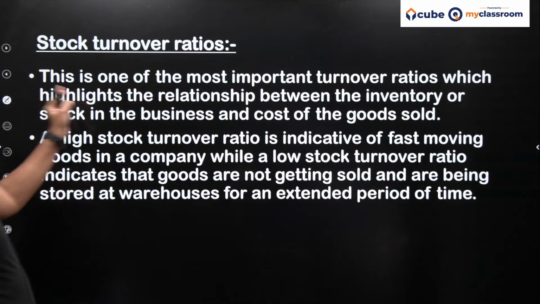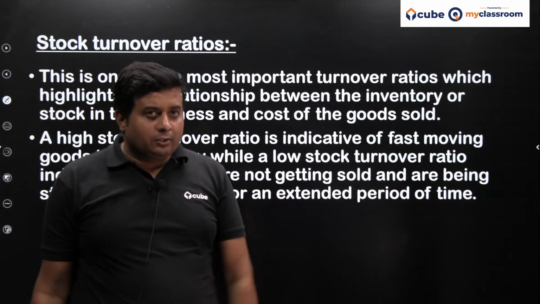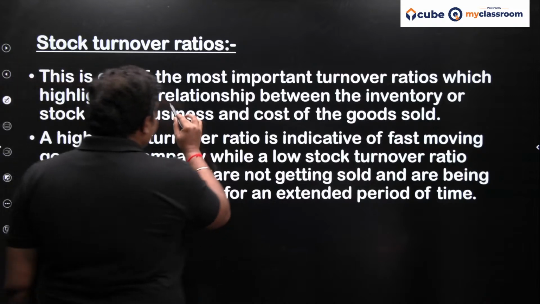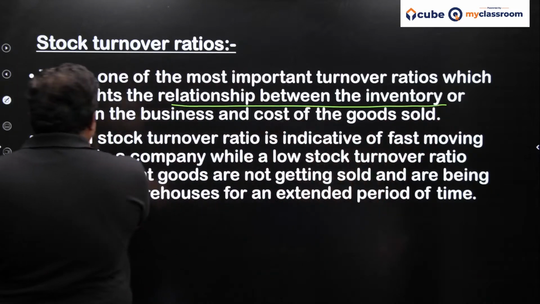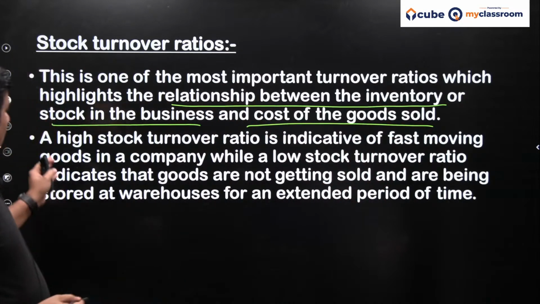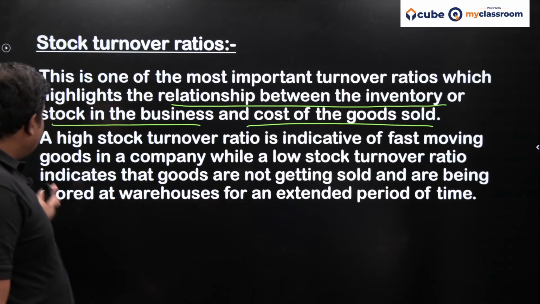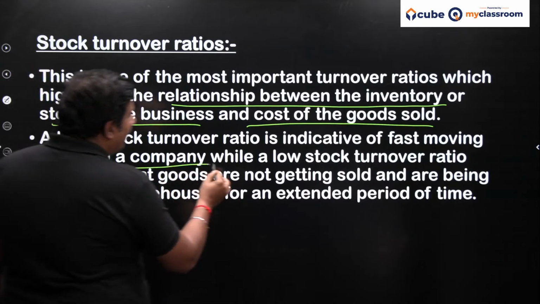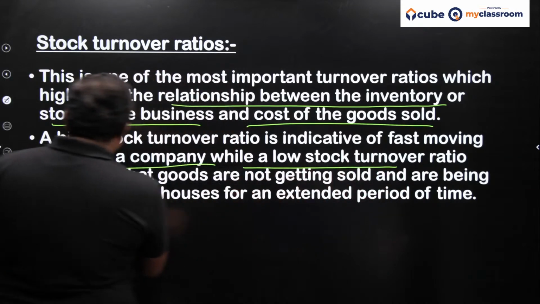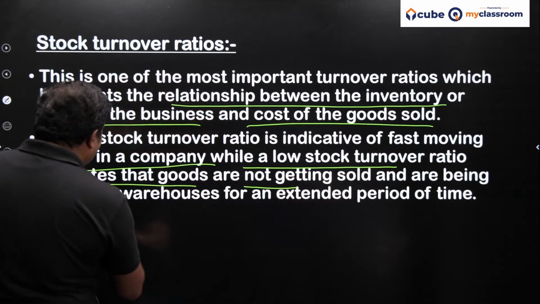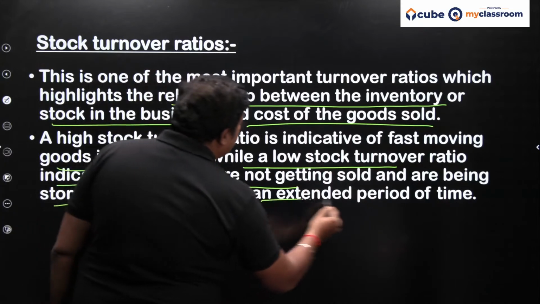Now what is a stock turnover ratio? By name it's clear, stock turnover ratio. We can also call it inventory turnover ratio. So this is one of the most important turnover ratios, which highlights the relationship between the inventory or stock in the business and the cost of goods sold. What is its significance? A high stock turnover ratio is indicative of fast moving goods in a company, while a low stock turnover ratio indicates that goods are not getting sold and are being stored at a warehouse for an extended period of time.